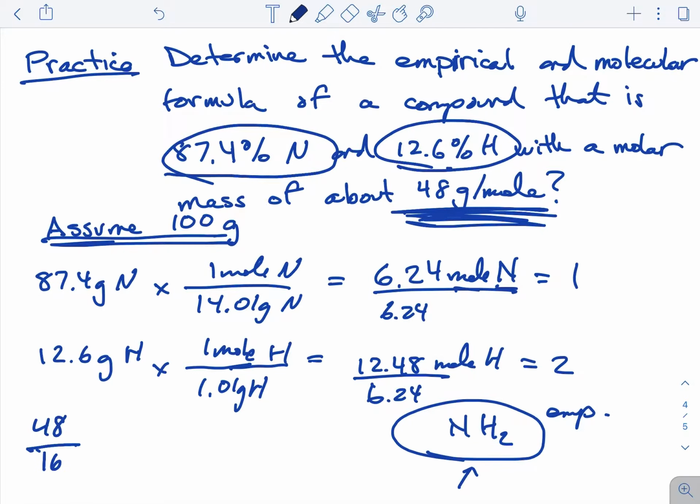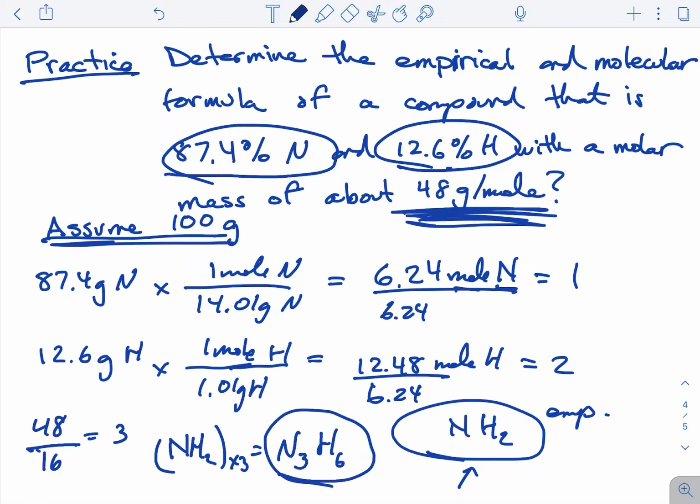Okay, so now that gives us 3. So our multiplier is 3. So our empirical formula is NH2, but we're going to multiply all of those subscripts by 3, and that's going to give us N3H6. So that is our molecular formula for this compound. I made this compound up for this problem. I'm pretty sure it doesn't really exist. If it did, it would be really unstable. But anyway, this is going to be our molecular formula.